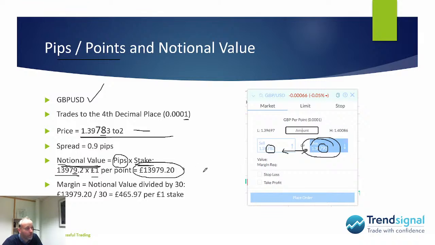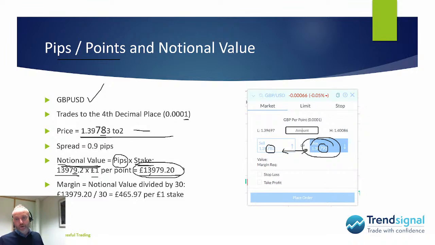So if you did a pound per point with that broker, then effectively that's what it would cost you, just shy of £14,000. That would be the value of the trade. So what you'd be doing there at a pound a point, you'd be buying £13,979 worth of pound against the US dollar.